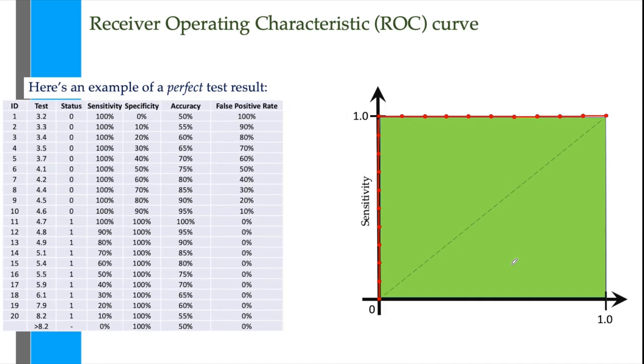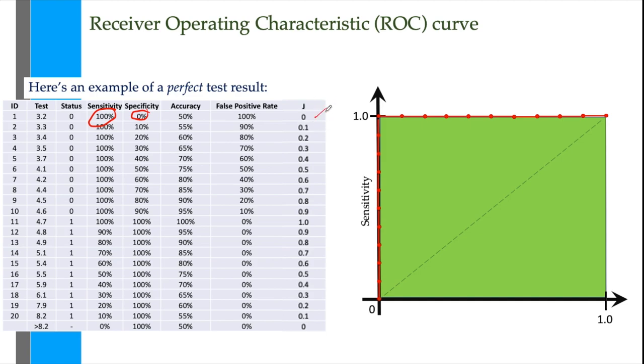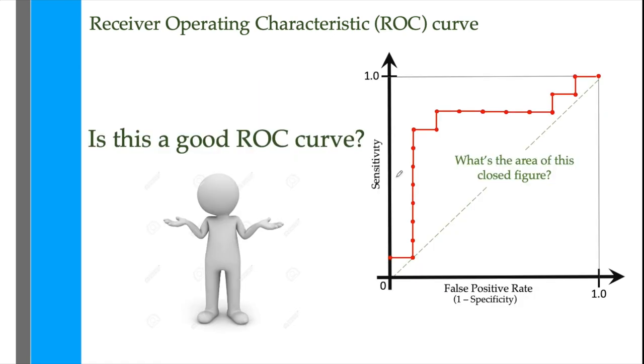Now further, if we're going to identify the optimal cutoff using the Youden's index J, we may compute for the Youden's index J here by simply adding sensitivity and specificity minus 1, giving index J. And we can see here that the optimal cutoff is at least 4.7. And we can see that the Youden's index J is 1.0. In other words, this is the optimal cutoff. This is the one in which the cutoff is 4.7. And the line segment here has a length of 1.0. Now, going back to the question, is this a good ROC curve?